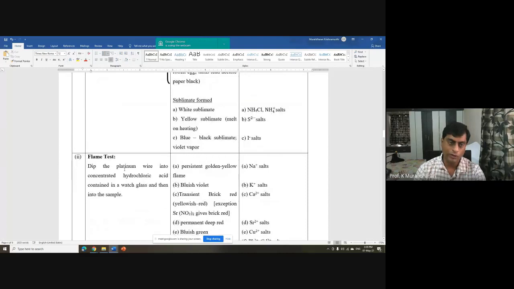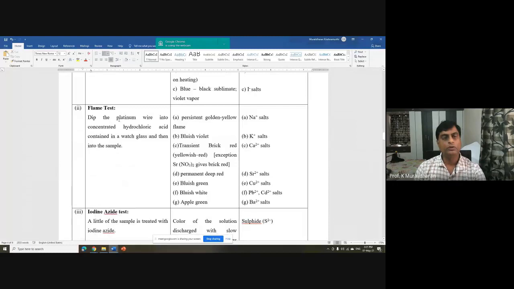Similarly, when we go down, we are going to do the flame test now. It is mentioned that dip the platinum wire into concentrated hydrochloric acid. So you'll be given a platinum wire. These are very costly. We have kept some 5-6 platinum wires. You can use it when you get a chance. So you have to dip the platinum wire in the concentrated hydrochloric acid solution and touch the tip into the salt, right? And the salt, normally you have to take a small quantity in a watch glass plate. From that you touch it with the wire and show it to the flame.